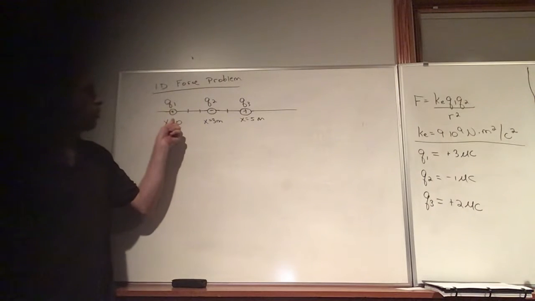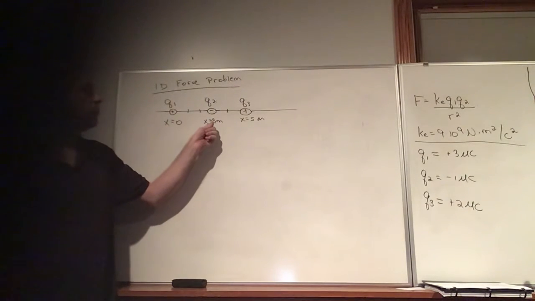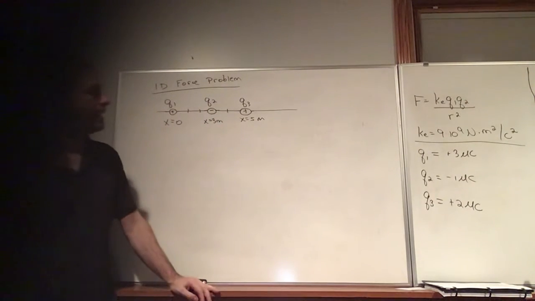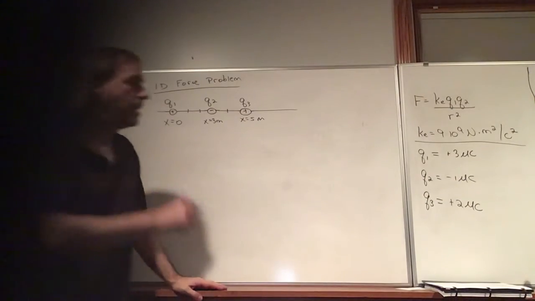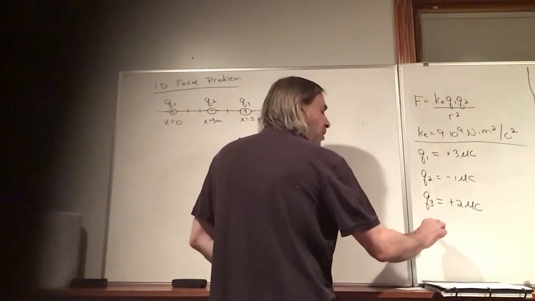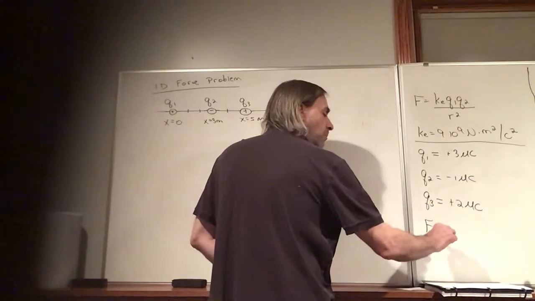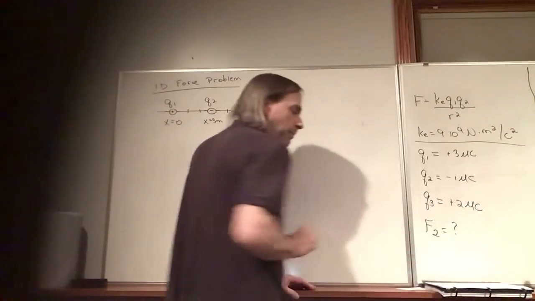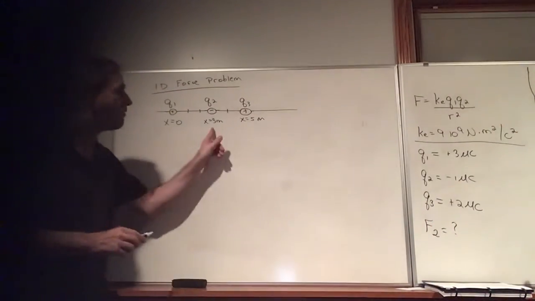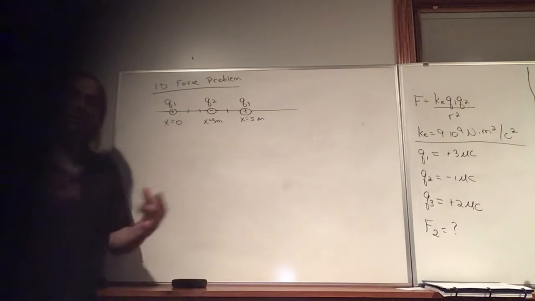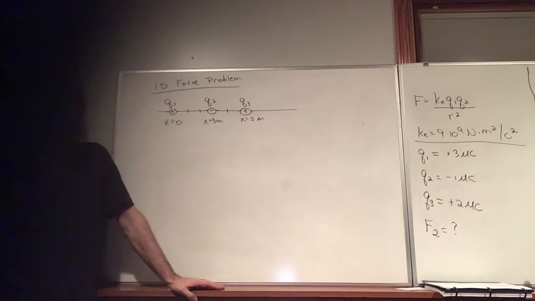So I just place the origin on Q1. Q2 is at 3 meters. Q3 is at 5 meters. And what I want to know is the force on charge 2. So we want to know the force on this middle charge due to the other two charges.